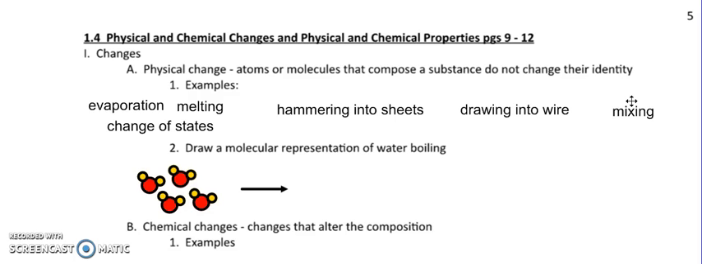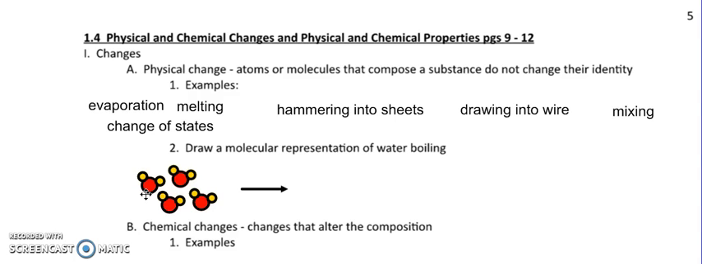So number 2 says draw a molecular representation of water boiling. Here's my initial picture of water as a liquid. Notice my oxygens are the red and my hydrogens are the yellow. Notice the proximity of these water molecules. They're quite close together, and that would be true of a liquid state. A unique feature about water is that its solid state is actually further apart than the liquid state. That's why the density of ice is less than that of water.